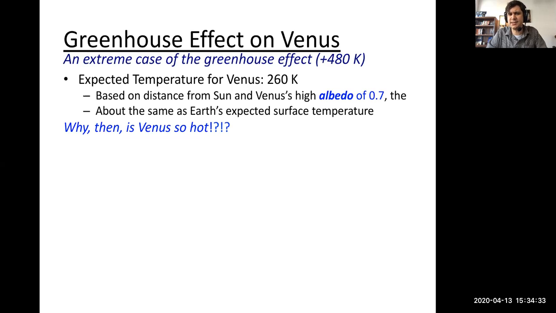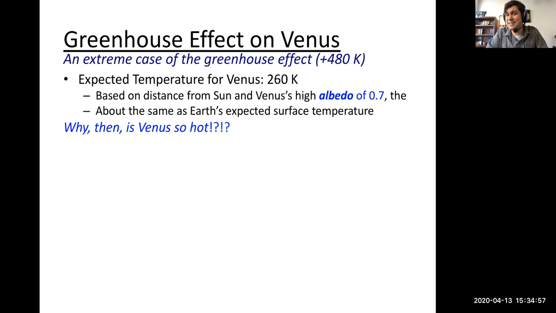So based on its distance from the sun, about 0.7 AU, and its high albedo, about 0.7, reflects 70% of sunlight, you can go ahead and do the calculation, and you'd expect Venus to have an average surface temperature of 260 Kelvin, just a little bit warmer than Earth's. Still below the freezing point of water.